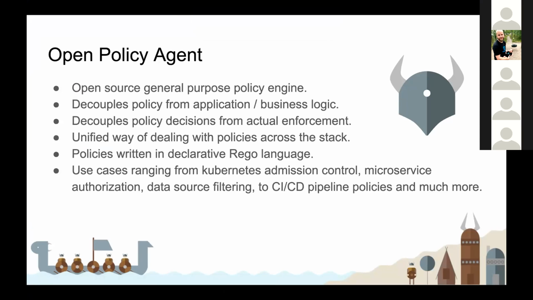So policies are written in a declarative language called Rego, which we'll have a look at in a few minutes. And since OPA is a general purpose policy engine, we have use cases ranging from Kubernetes and microservices auth. You can use it for data source filtering, Kafka authorization, and CI/CD pipelines, and what have you. Whenever there's policy and authorization, you can pretty much use OPA.